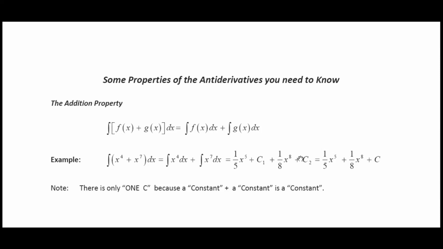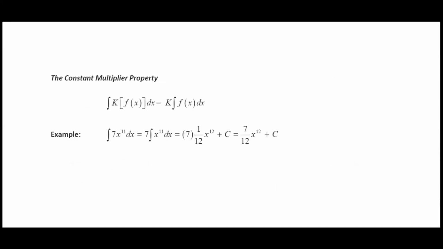We also have what's known as the constant multiplier property. That is, if you have a constant times a function, you can pull the constant out and find the antiderivative of the function. For example, antiderivative of 7 x to the 11th dx, pull the 7 out, x to the 11th, you add 1, makes it 12, over 12 times 7 gives us this, again, just one constant, okay?